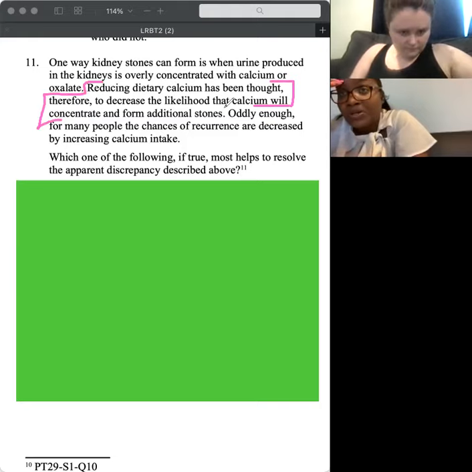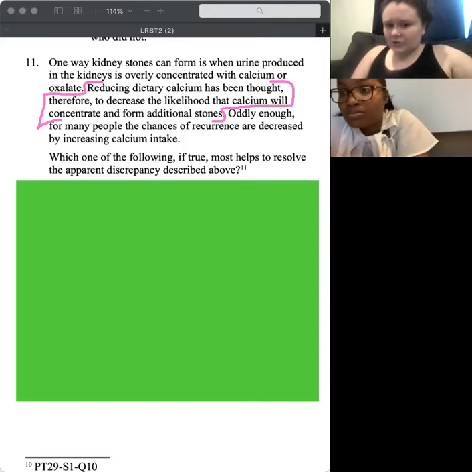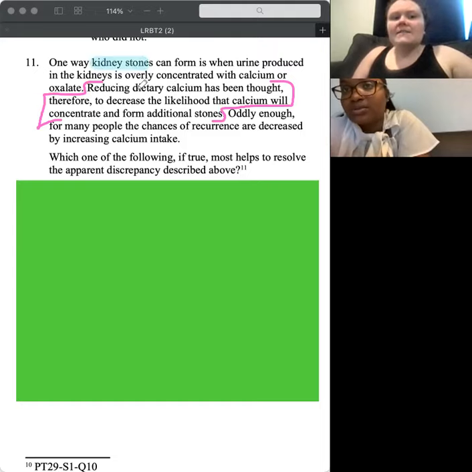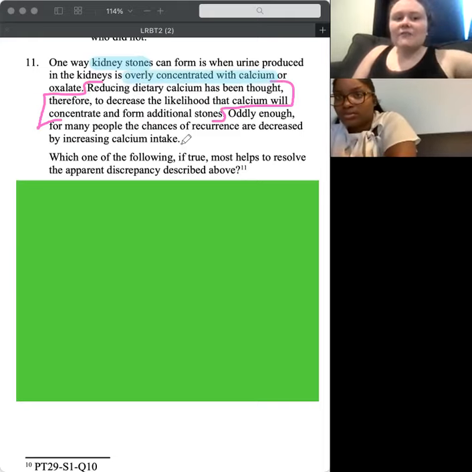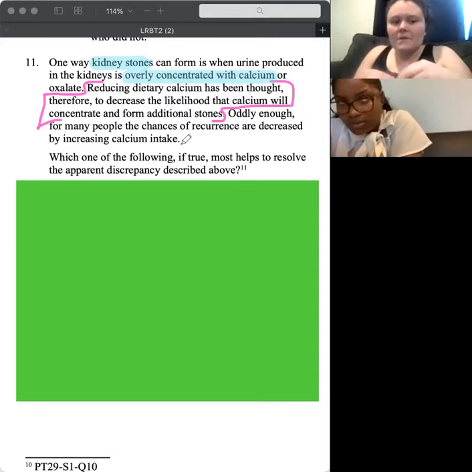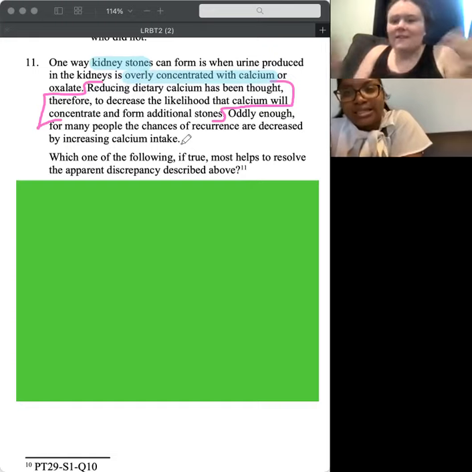Why do they think this? Because kidney stones can form when urine is overly concentrated with calcium, right? That's what causes kidney stones. So because kidney stones can form when we have too much calcium in our urine, it's thought that if you would reduce your calcium, then you would have fewer stones.